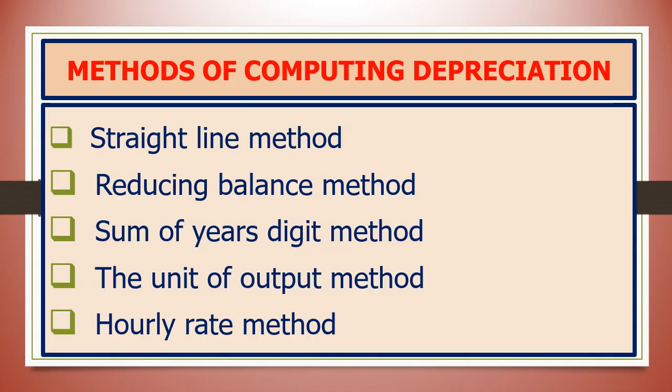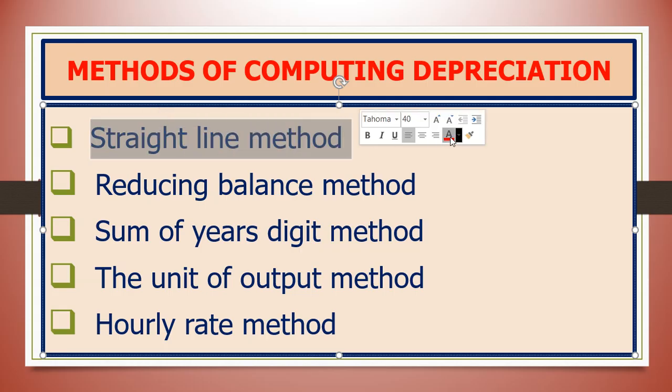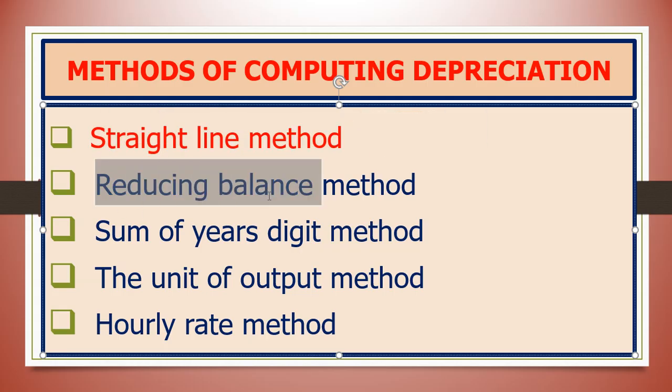Now we said that depreciation can be computed through different methods. And we said that there is a straight line method. That one we looked at at length. That one was covered. We also looked at the reducing balance. If you didn't look at that, then check the previous video, Depreciation part 1. Today we want to look at the sum of years digit method, the unit of output method, and the hourly rate method.